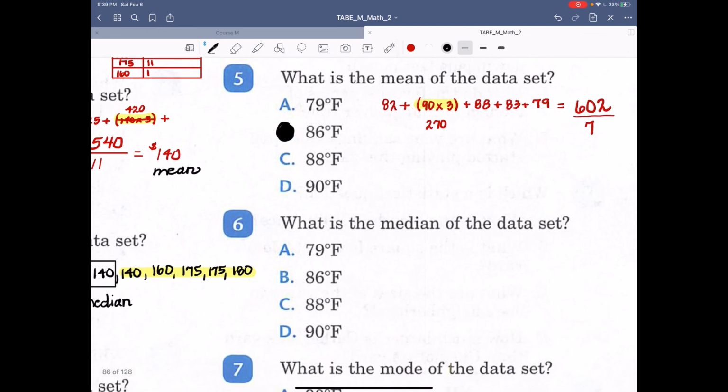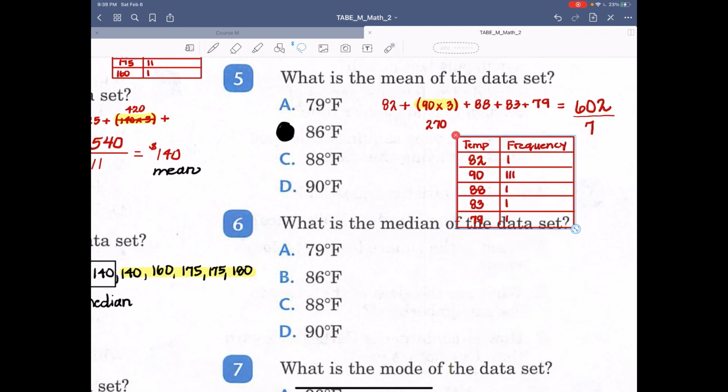Median. I do not like median, but I've got to do it. So I'm going to move that in just a second, but let me just put it right there for a minute. Starting with the smallest one, I have 79. And then we have 82. We have 83. We have 88. And we have 90 in there 3 times. That's a total of 7. Count these to be sure you have 7. And we do. So I'm going to erase that table.